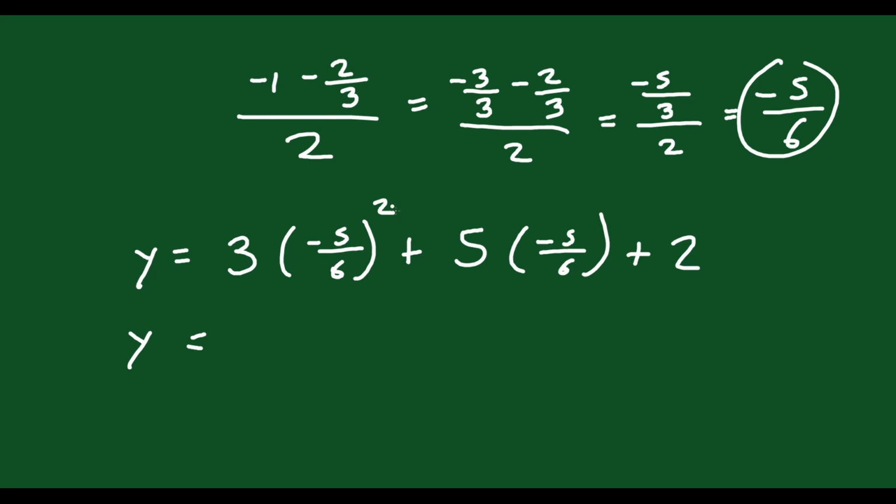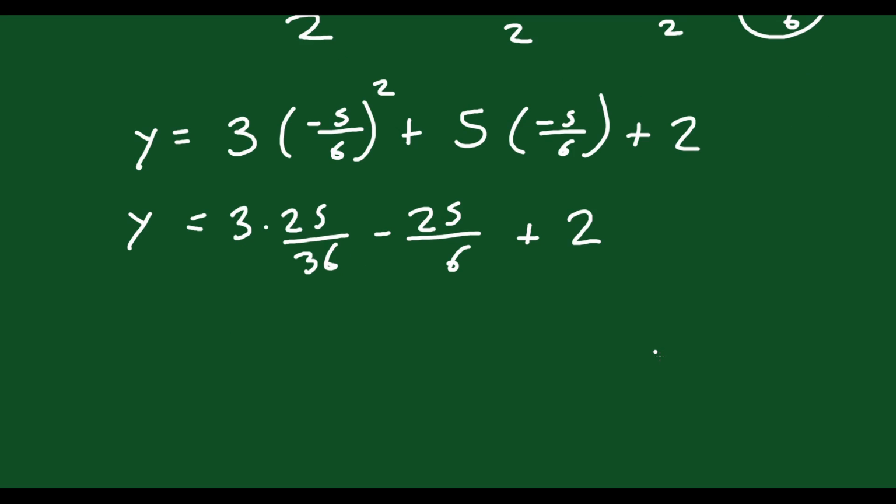So negative 5 over 6 squared, that's 3 times 25 over 36, plus 5 times negative 5, that's going to be negative 25 over 6. So I'll put minus 25 over 6, plus 2. You can use a common denominator here, right? Because 3 and 36, that's going to become 25 over 12. I can make this into over 12, right? Minus 50 over 12. Plus, I can make this over 12, 24 over 12.